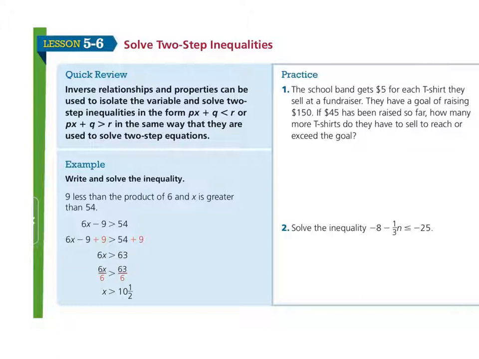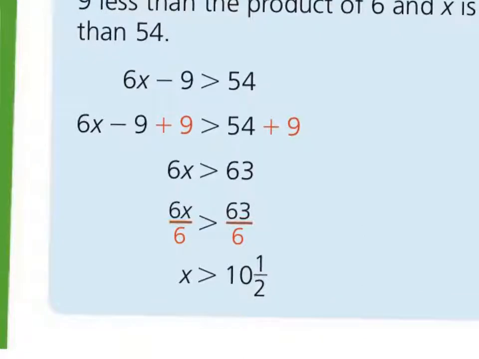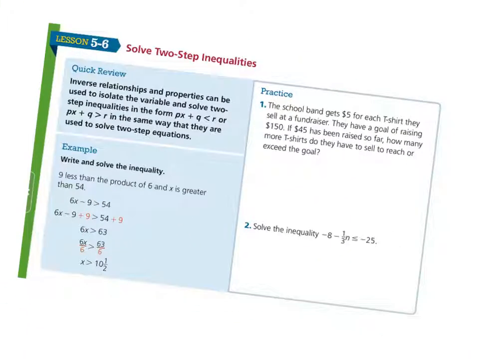Lesson 6 is solving two-step inequalities. So when you do these problems, the first step is going to be either adding or subtracting in order to get the variable term by itself, and then we're going to multiply or divide. So you can see the example here. They had to add 9 on both sides, and they had to divide by 6. Just like what we did when we solved two-step equations, the only difference is that last step, if you have to multiply or divide by a negative number, then you're going to have to switch your inequality sign.